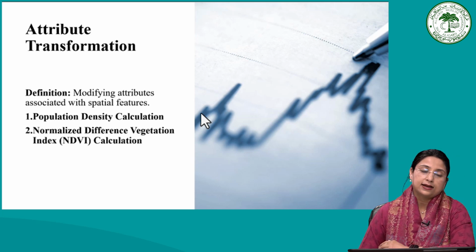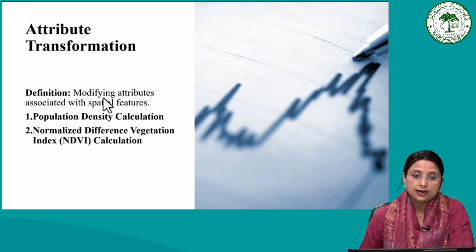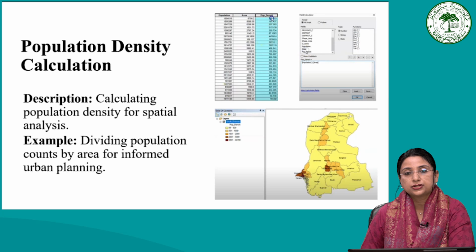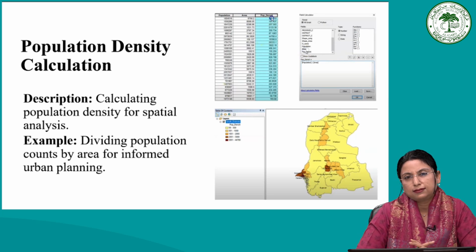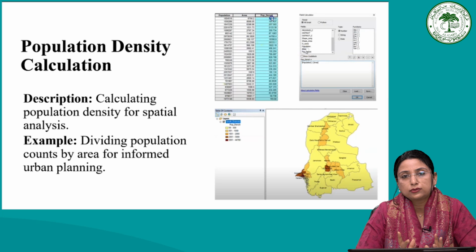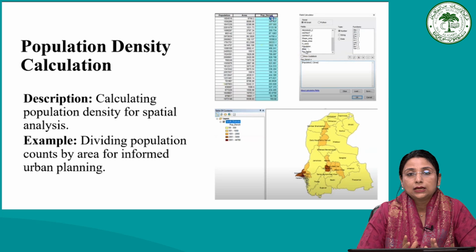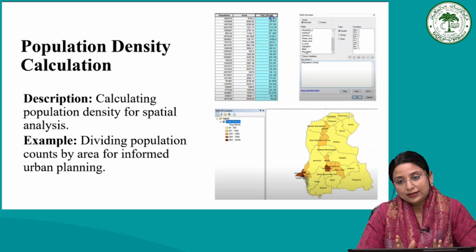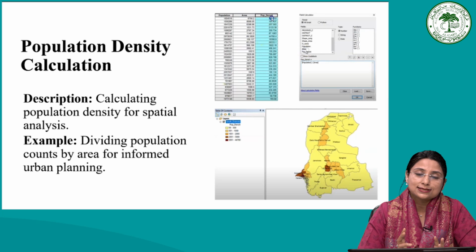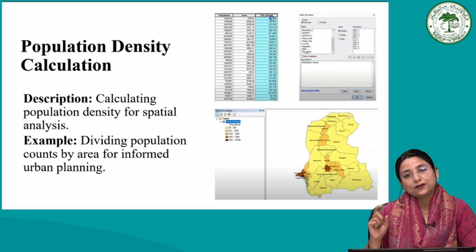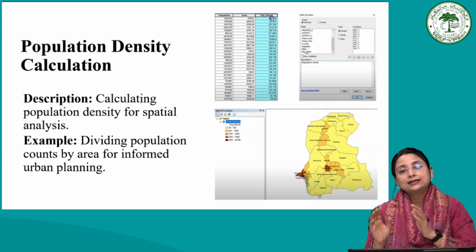Let us understand with some examples. Here you can see the examples: population density calculation and normalized difference vegetation index calculation. Let us take the first example, population density calculation. Population density is a very commonly used attribute in spatial analysis, which represents the number of people per unit in a given geographic area. Calculating population density involves transforming the population counts and geographic areas into a density measure.